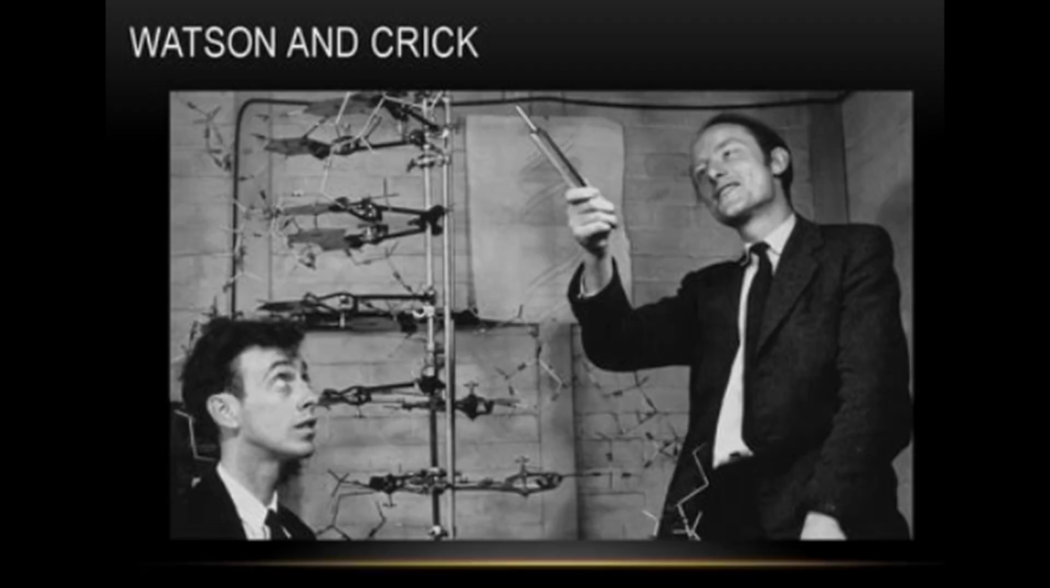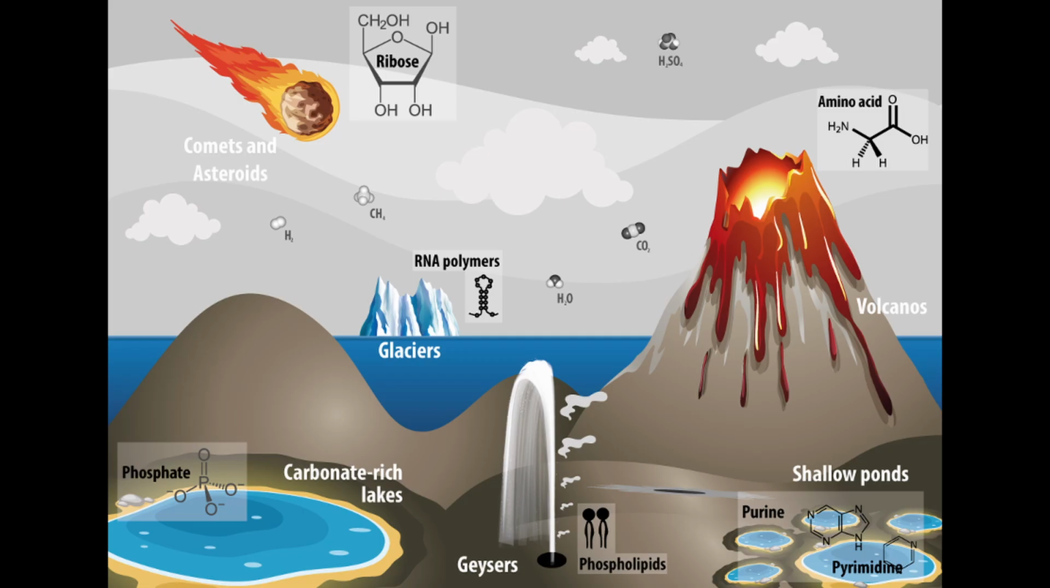Since the discovery of the DNA double helix structure by Watson and Crick in 1953, Origin of Life researchers have been trying to solve the mystery of how the deoxyribonucleic acid nucleotides were formed in the prebiotic ocean or prebiotic pond where life might have originated.